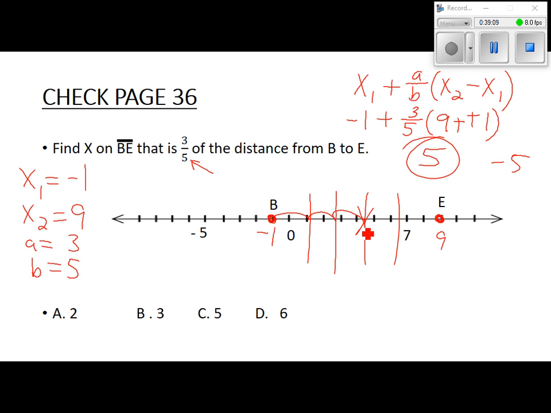1, 2, 3. So we're guessing that when we stop, we're going to be somewhere about there. Is that pretty close to 5? Yeah, my marks were a little better, probably would be exactly 5, but my marks aren't very good. 5's right here. That's all we're looking for at that point. All you're doing is making sure that your answer makes sense. Negative 5 is right here.